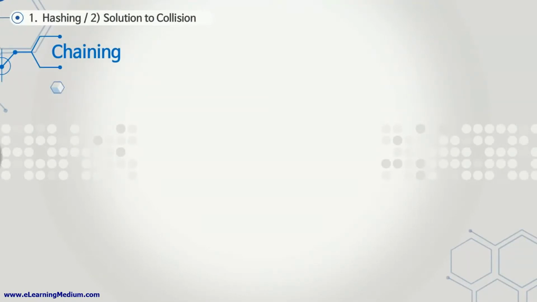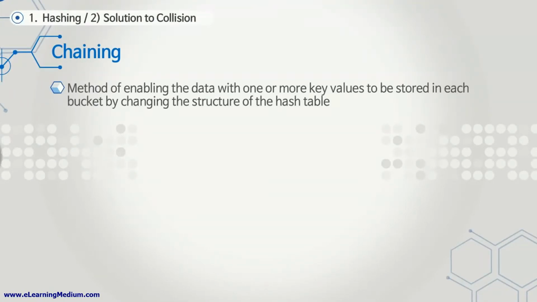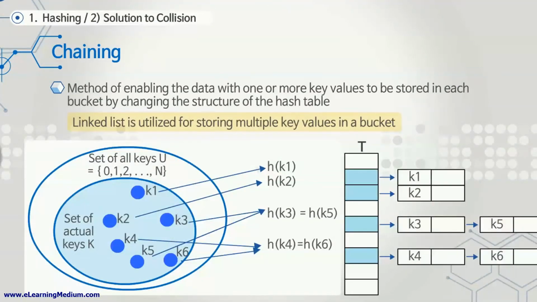Chaining is the method of enabling the data with one or more key values to be stored in each bucket by changing the structure of the hash table. Linked list is utilized for storing multiple key values in a bucket.